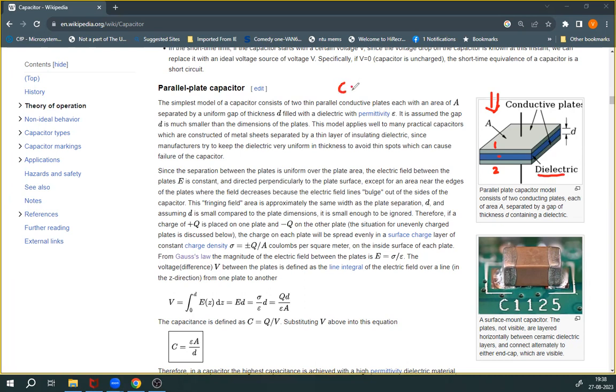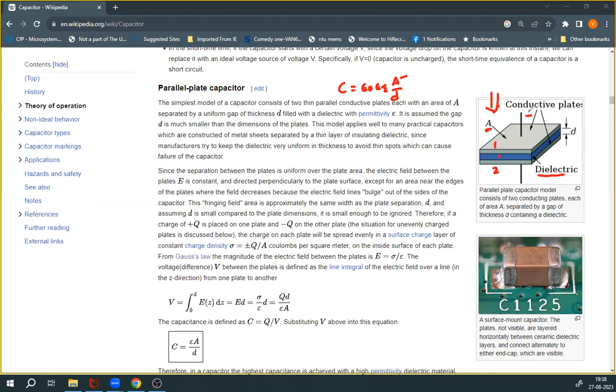So accordingly, we get the expression C = epsilon 0 epsilon r A over D. A is the cross-section area of these plates. D is the dielectric thickness, or the distance between the two plates. And these two plates are conductive plates.